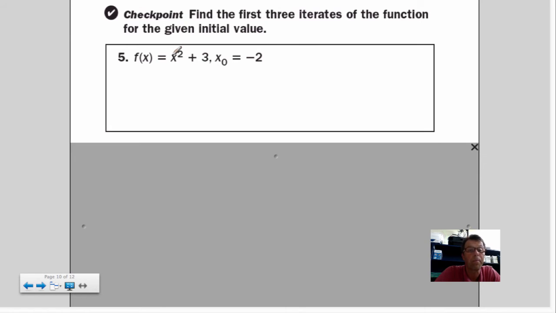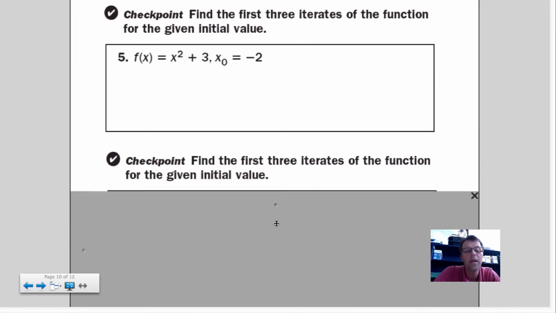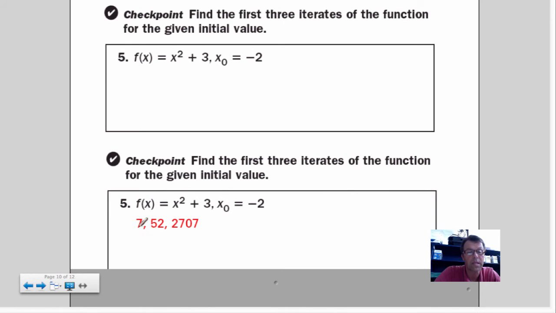Give this one a go. Parabola, right? First term is negative 2, so take negative 2, plug it in, right? Square negative 2, add 3, get an answer. Take that answer, square it, add 3, and so on. And you should get these numbers, right? Negative 2 squared is 4. 4 plus 3 is 7. Take 7, plug it in, you get 49. 49 plus 3 is 52. Take 52, square it, you get 2,704. Add 3, and you just keep going.